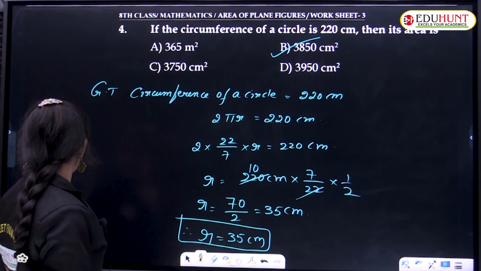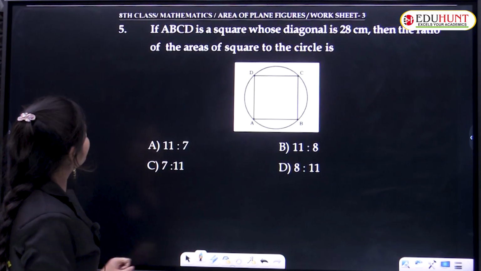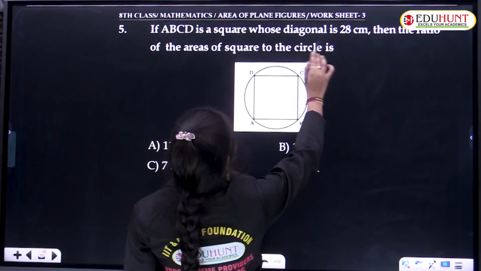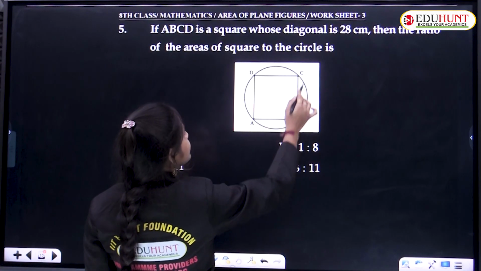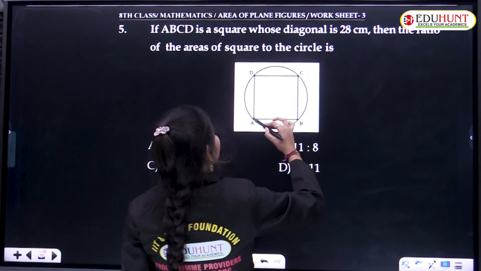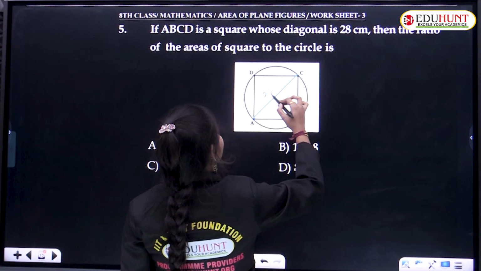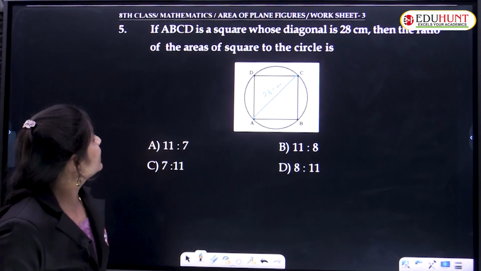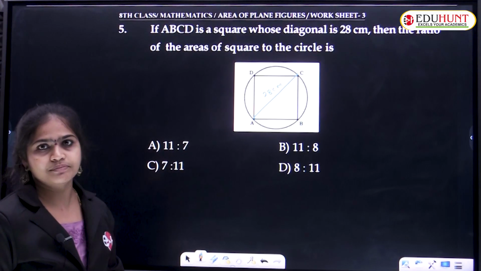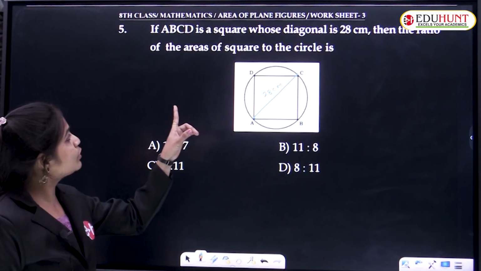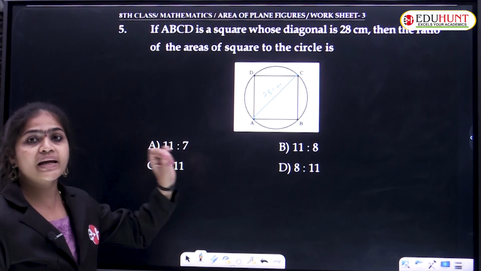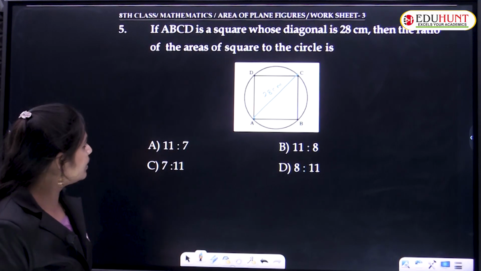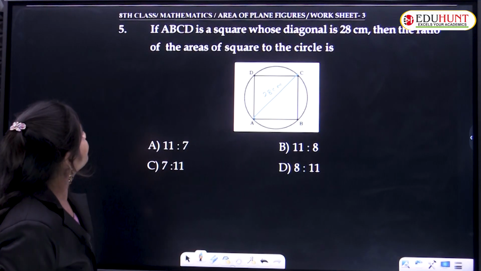Question number 5. If ABCD is a square whose one diagonal is 28 centimeters, then the ratio of the areas of square to the circle, which means the ratio of the area of a square to the area of a circle, we need to find out.